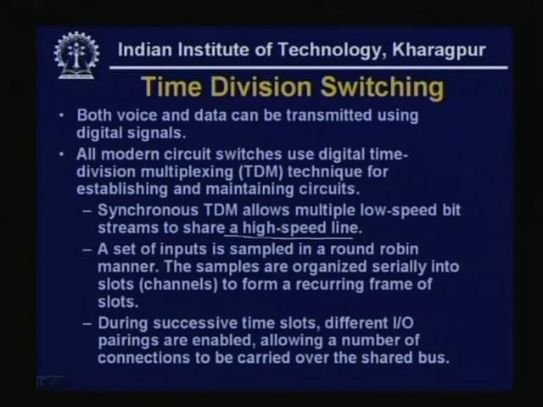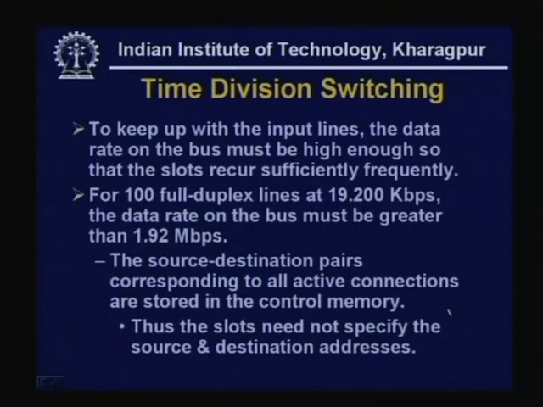A set of inputs is sampled in a round robin manner. The samples are organized serially into slots to form a recurring frame of slots, which you have already discussed in detail while discussing synchronous time division multiplexing. Then during successive time slots, different I/O pairings are enabled, allowing a number of connections to be carried over the shared bus. Let us see how exactly it is being done.